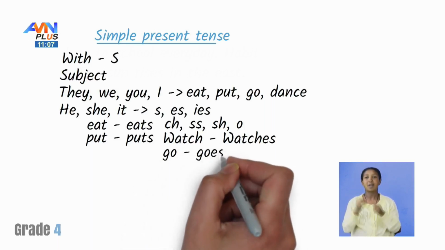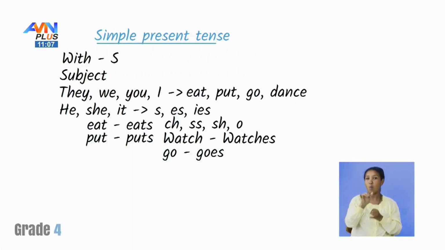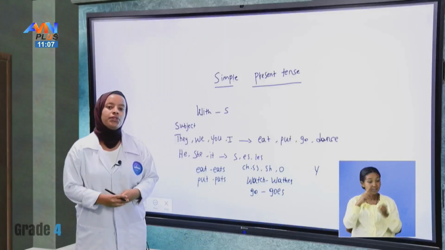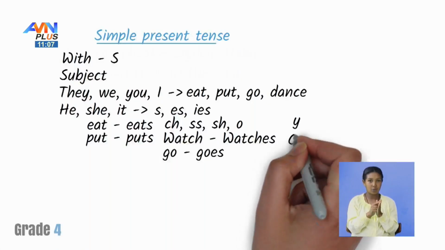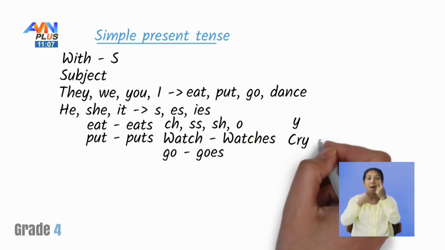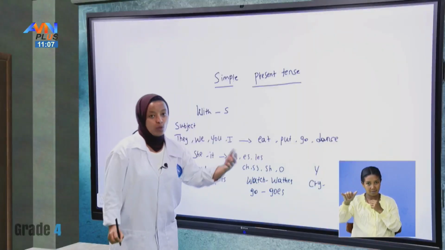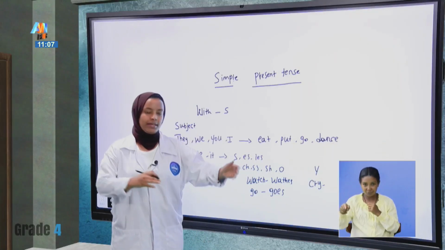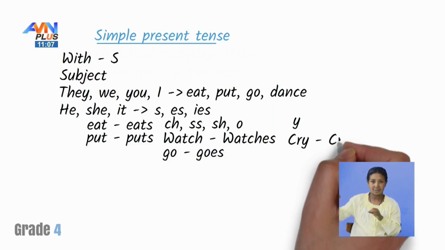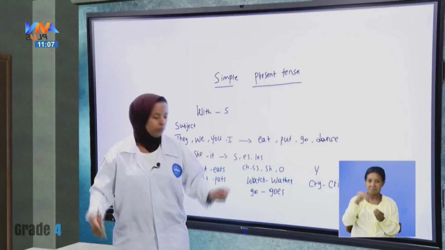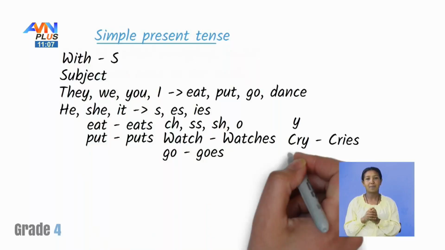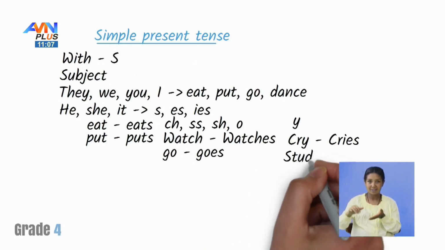Let us continue with ending with Y. Verbs ending with Y. For example, cry. Cry. We just cancel Y and add IES. Cries. Let me add one more. Study. Studies.